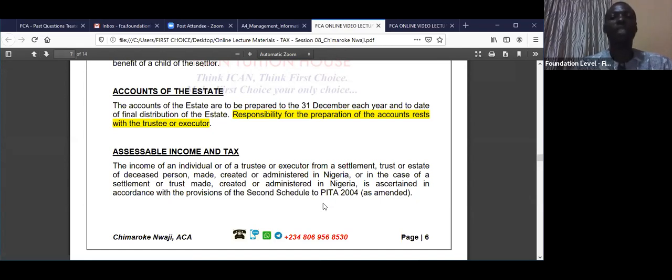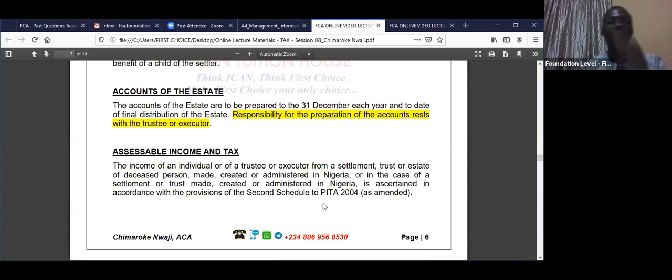And to the date of the final distribution of the estate. I said that before: every account is prepared to December 31st. The last account should be prepared to the date of the final distribution of the estate. The responsibility of preparing the account rests with the trustee, whenever there is more than one beneficiary. The trustee is in charge of preparing the account. The executor could also be the trustee.